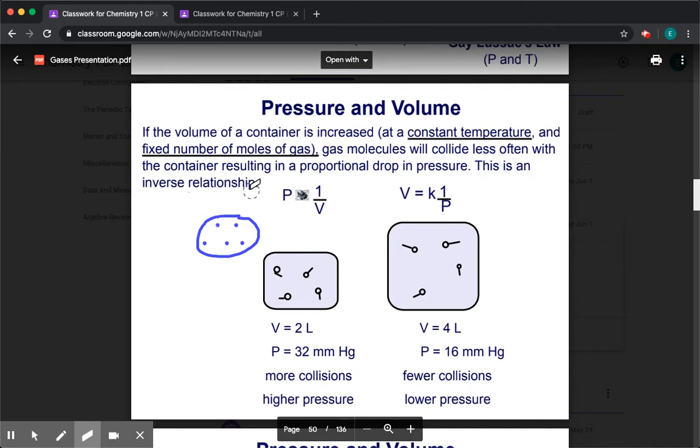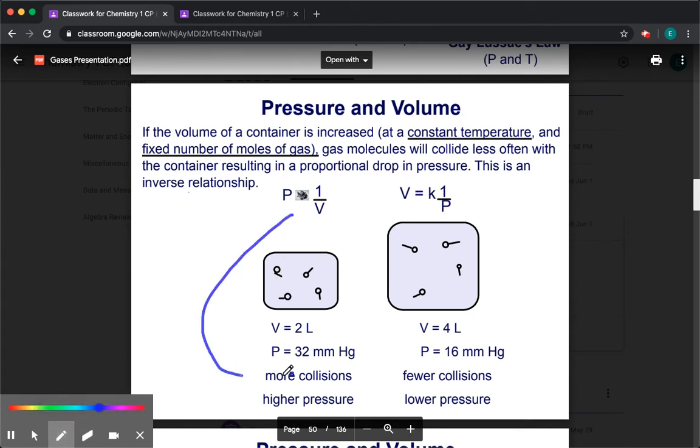Pressure and volume are inversely related, and they give you an example here. We have a container here. This is what we're looking at. The volume is 2 liters, and it has a pressure of 32 millimeters of mercury. We talked about that yesterday in the barometer. So the pressure is 32 millimeters of mercury.